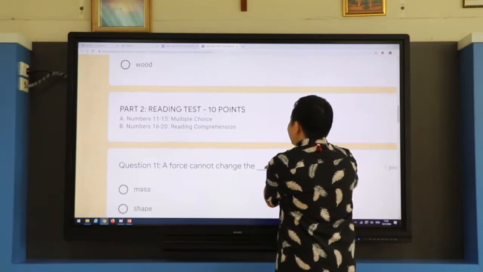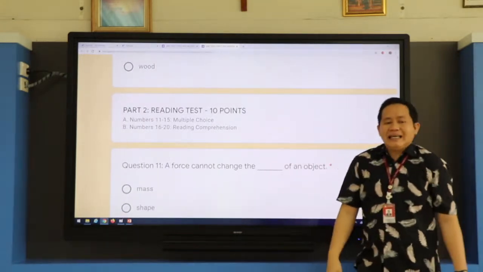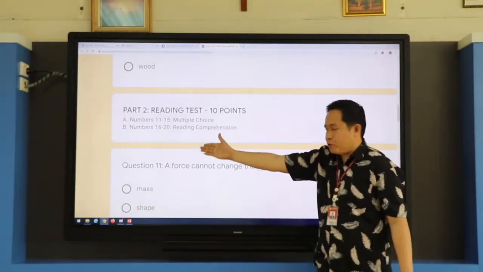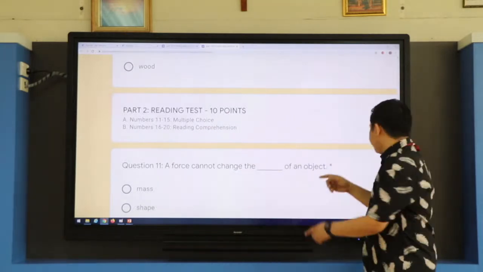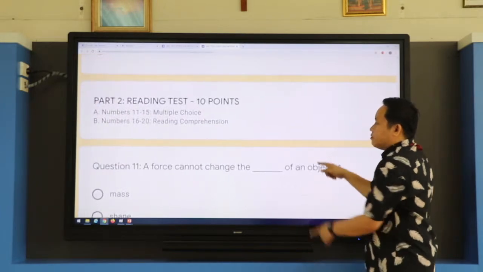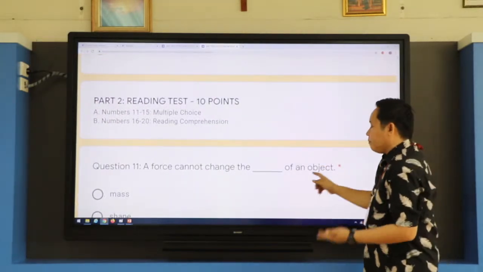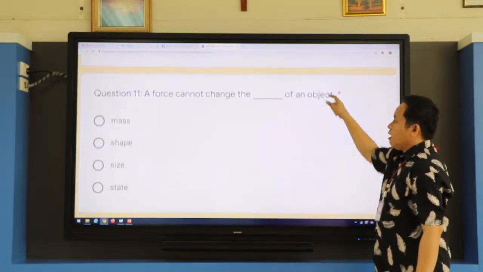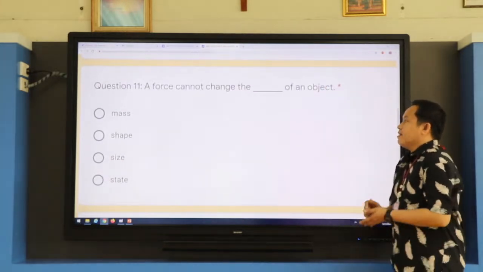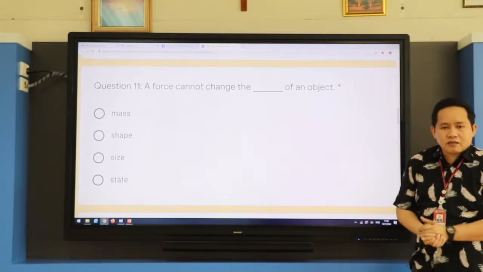The reading test is composed of 10 items. Items 11 to 15 are multiple choice with 4 options, and 16 to 20 is a reading comprehension. You have to read a text about gravity. Okay, number 11. A force cannot change the blank of an object.